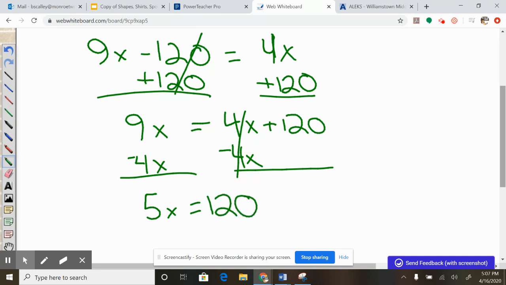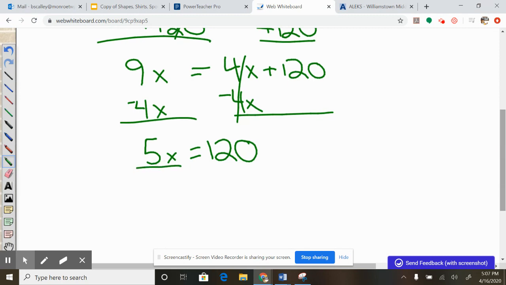Now that's much nicer because I just went from having a variable on both sides of the equation to now my variable is only on the left side. I'm not done yet. I just have to divide both sides by 5. And 120 divided by 5 would be 24.